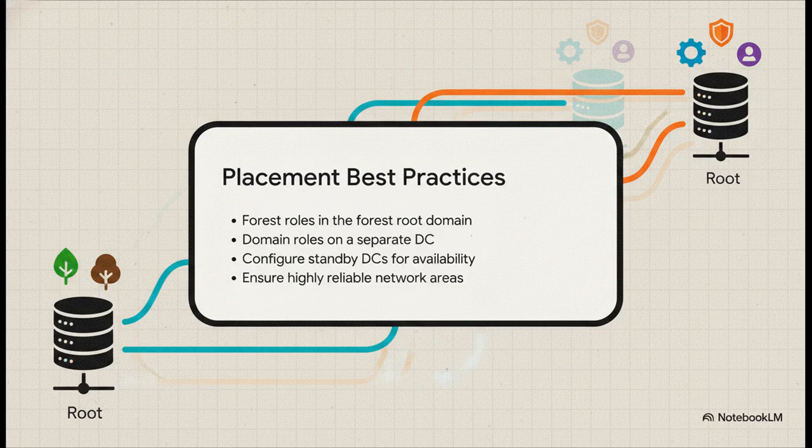So, to wrap up our placement strategy, keep those 2 forest-wide roles on a DC in the forest root domain. Place your 3 domain-level roles on a separate high-performance DC. You should always configure standby DCs for high availability, so they're ready to seize roles if disaster strikes. And finally, make sure your role holders are sitting in highly reliable network areas. Don't put them on a flaky connection.